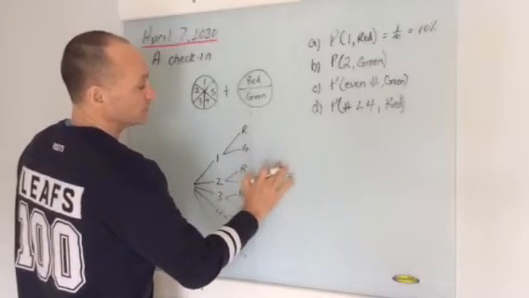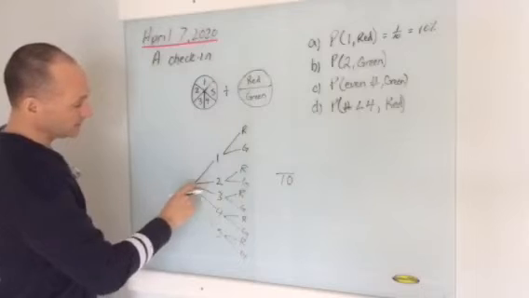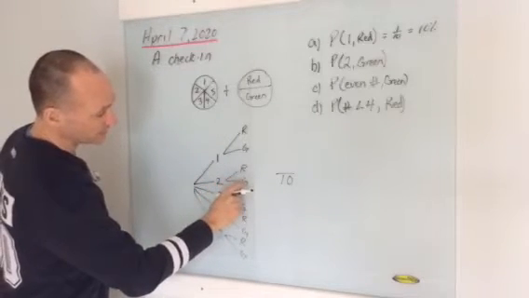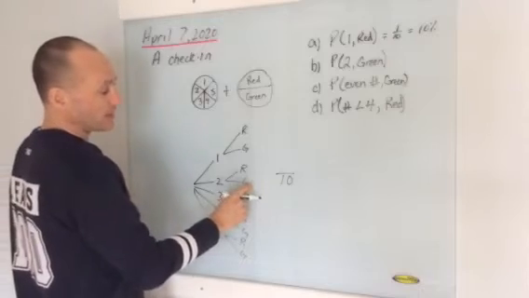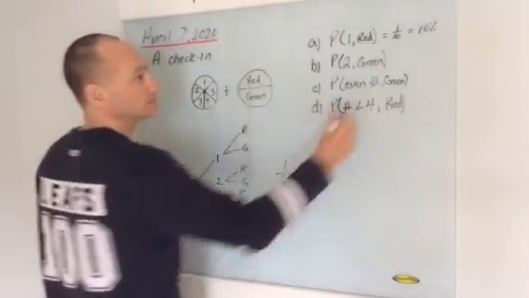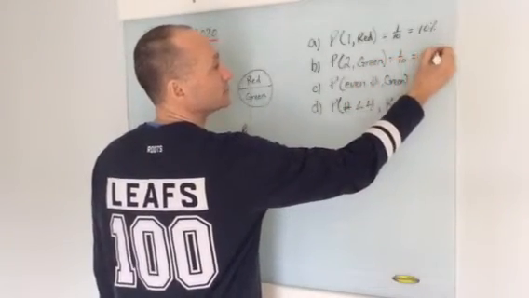The next one we're going to do is the probability of spinning a 2 and a green. A 2 is here, and if I follow my next spinner, I get a green here. So the desired outcome is, again, 1 out of 10, which equals 10%.